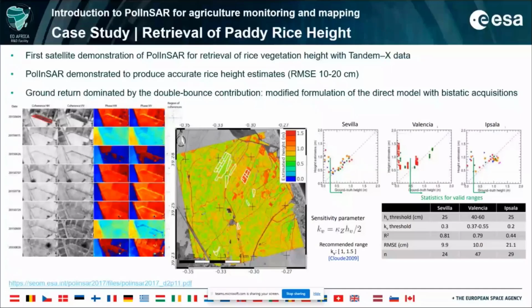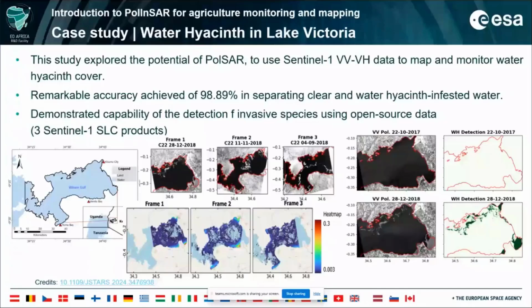Another study, for example, shows the water hyacinth in Lake Victoria in Africa. I selected this study because it nicely shows how to use the Sentinel-1 data to map and monitor water hyacinth cover. It also separated in a clear way, with 98% accuracy, clear and infested water. So you can also use the Sentinel-1 dual polarization data to explore such cases.